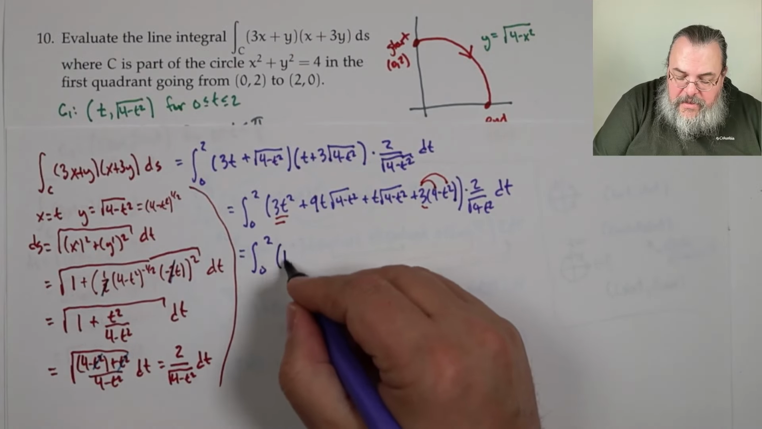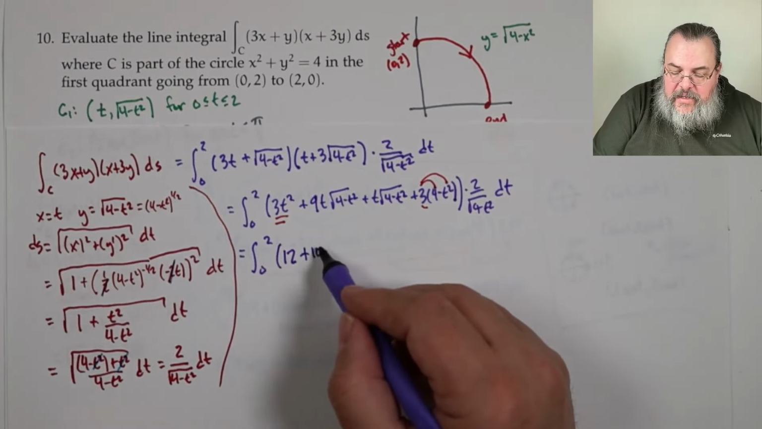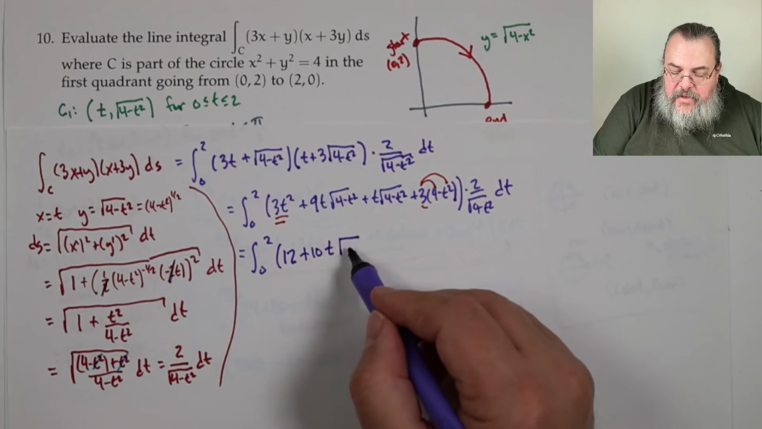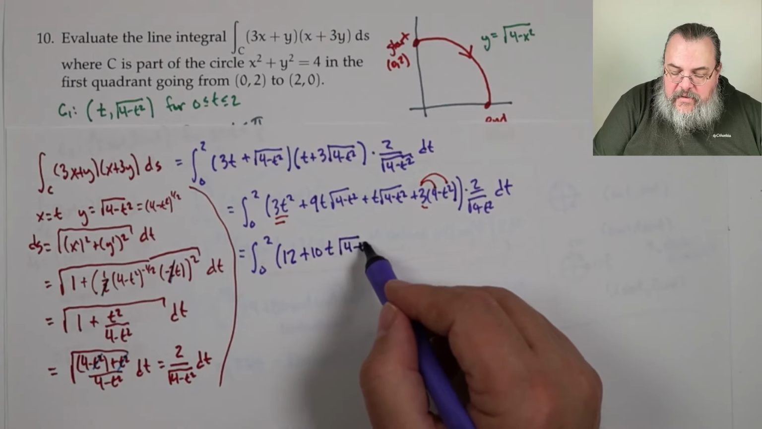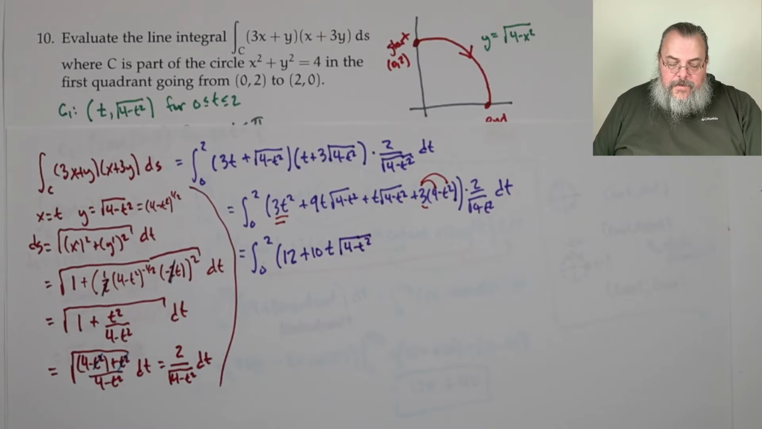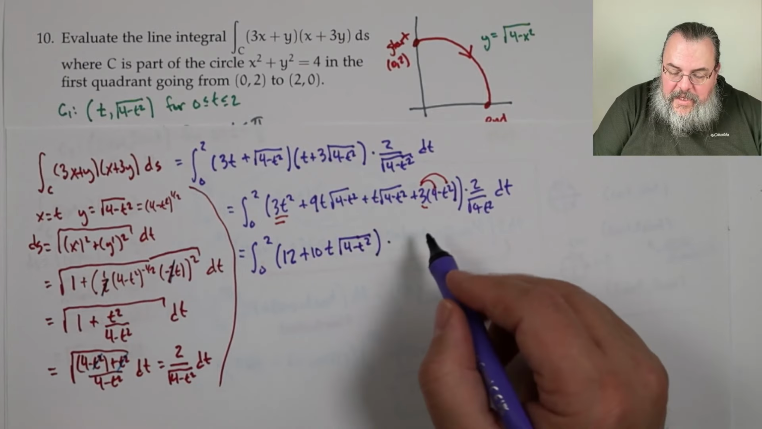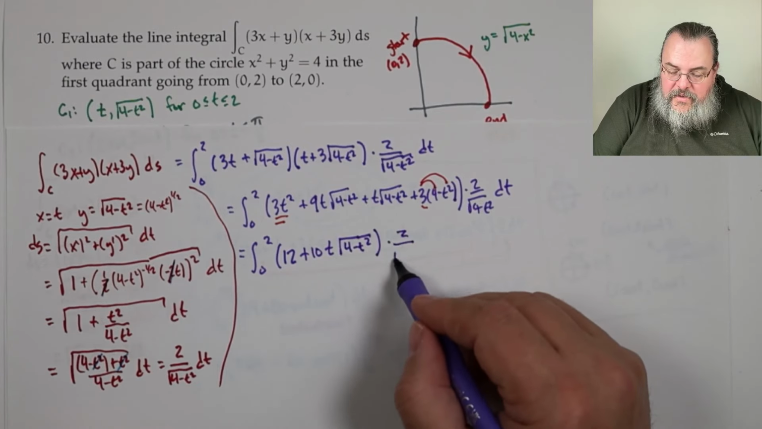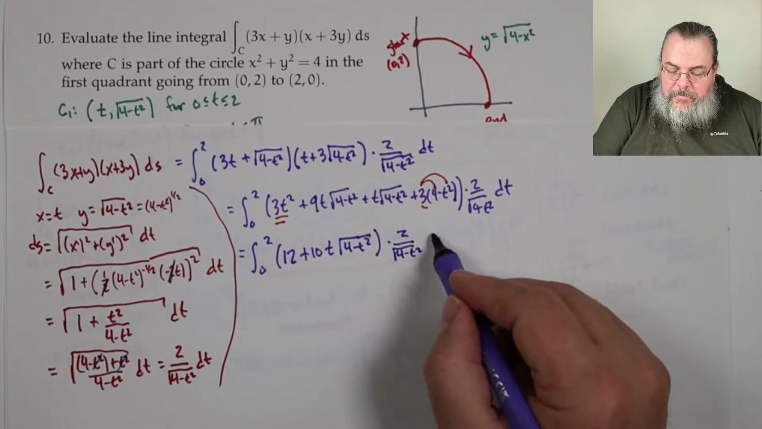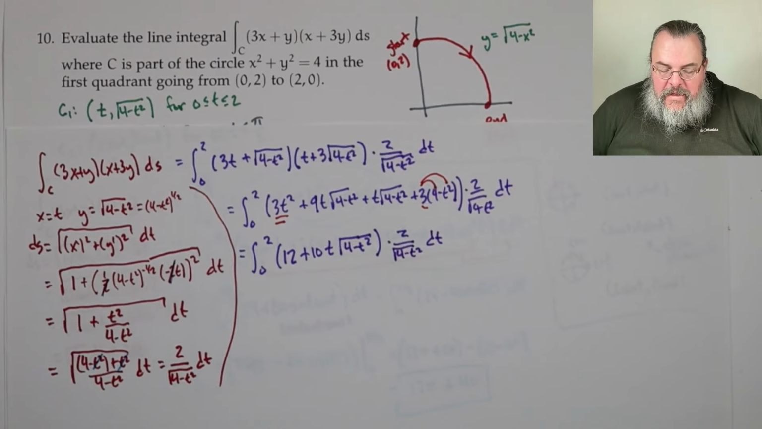So what do we really have? We have 12, and then these two terms combine, plus 10 times t times square root of 4 minus t squared. And all of that is going to be multiplied by 2 over square root of 4 minus t squared. Well, what does this become?